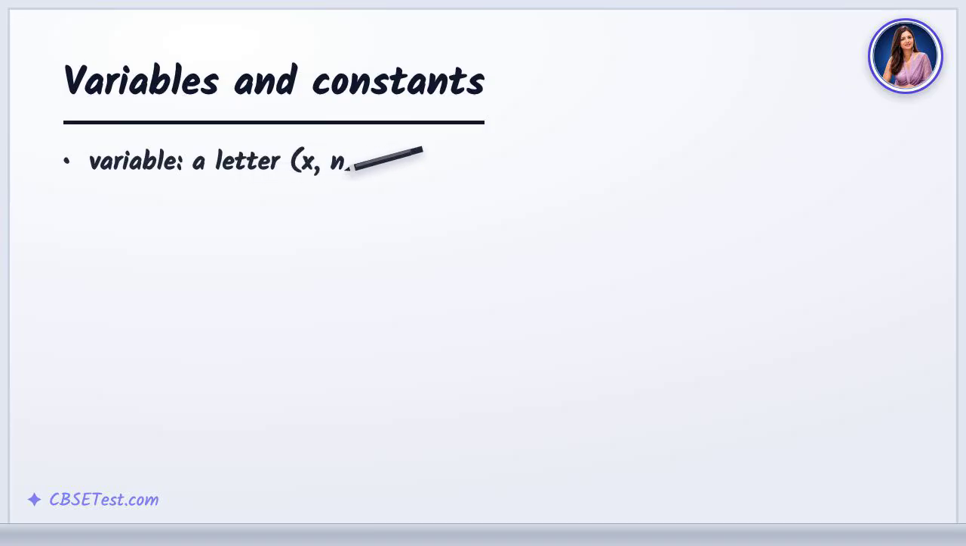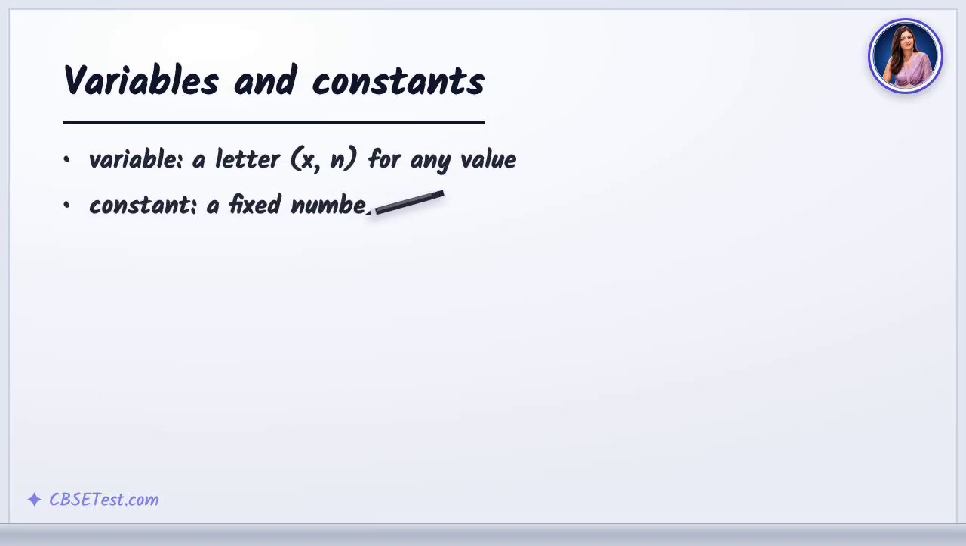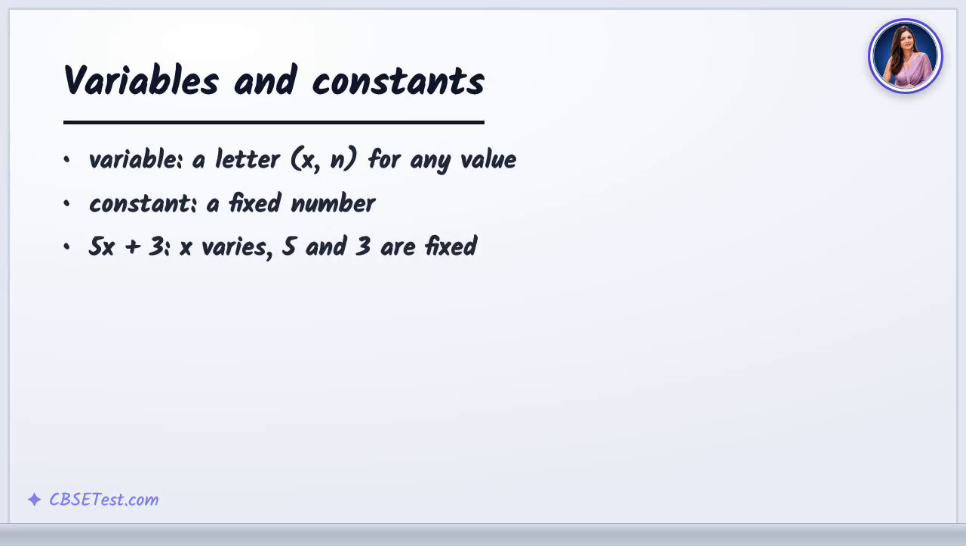A variable is a letter standing for a value that can change. A constant is a fixed number. In 5x plus 3, x is the variable while 5 and 3 are constants.